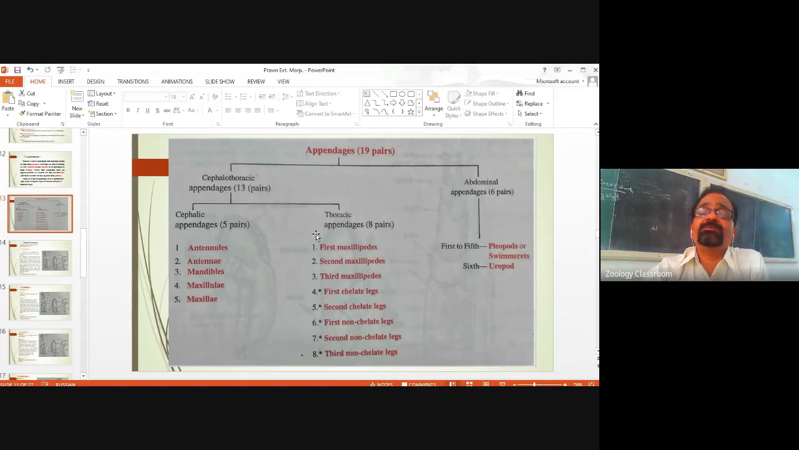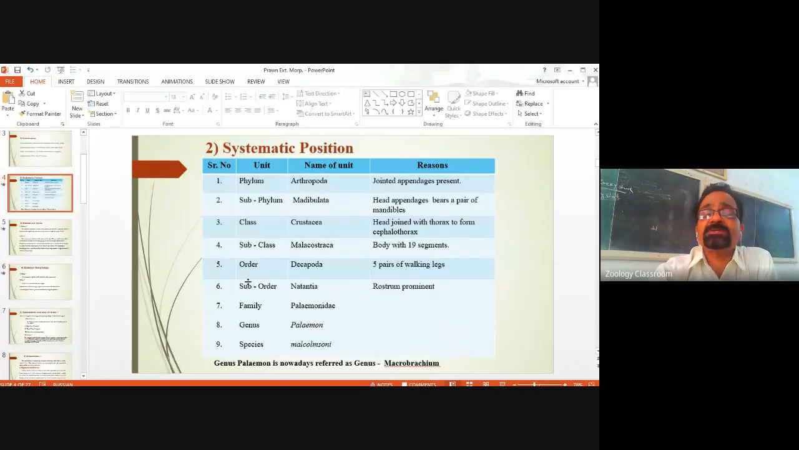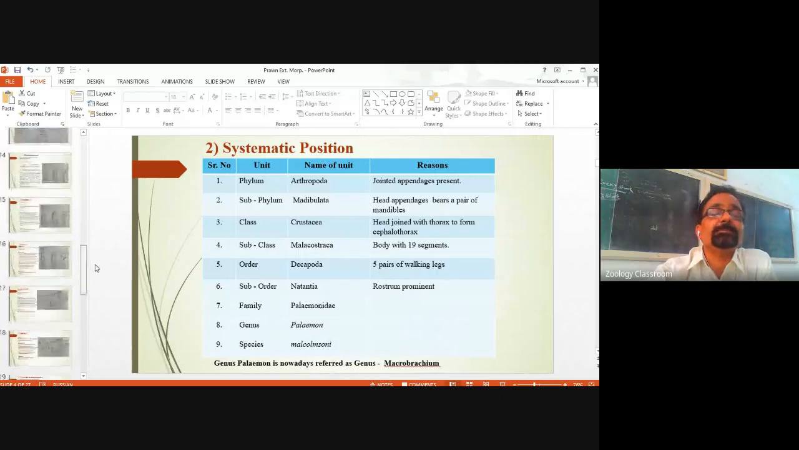Collectively, they form 8 pairs of thoracic appendages. As the animal is having 5 pairs of walking legs, it is therefore classified in the order Decapoda. As it is mentioned here, 5 pairs of walking legs are present.